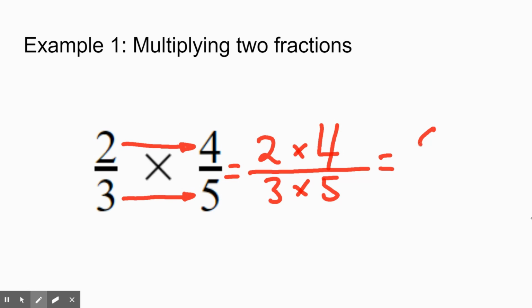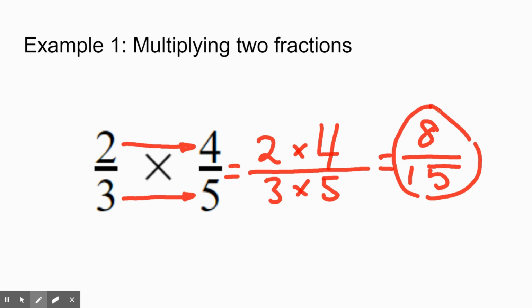2 times 4 is 8, and 3 times 5 is 15. Now, if we could simplify this problem, we would have to. We unfortunately can't. So that is going to be our solution, 8/15.